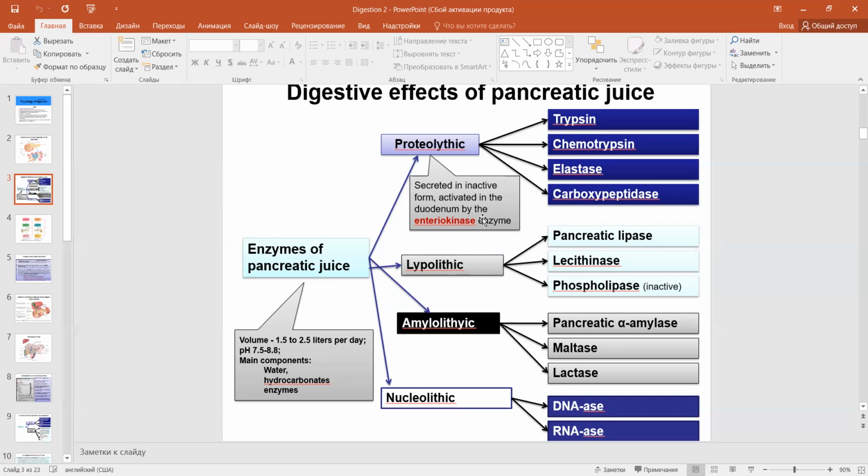The enzymatic component consists of enzymes produced by the acinar cells of the pancreas. These enzymes are important for the digestion of all major classes of food. Without the enzymes produced by the pancreas, carbohydrates, lipids, and proteins are not adequately digested. The proteolytic pancreatic enzymes digest proteins. The major proteolytic enzymes are trypsin, chymotrypsin, and carboxypeptidase.